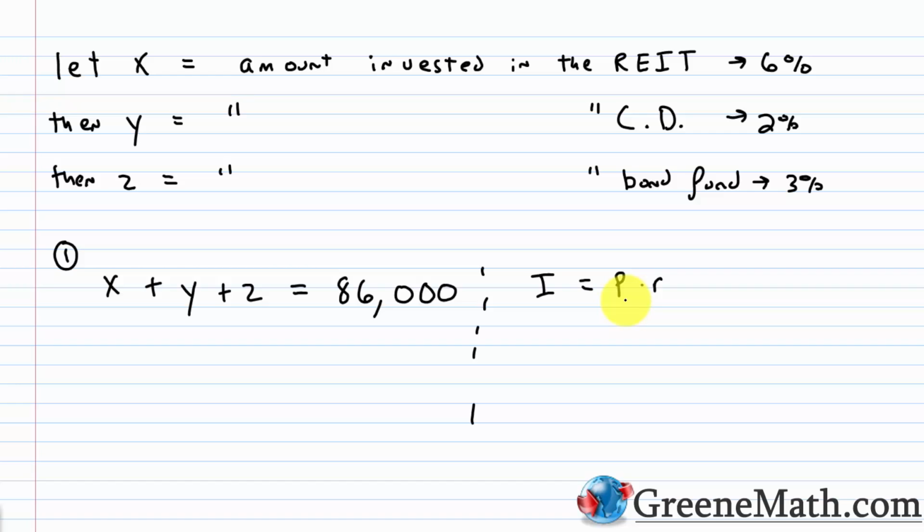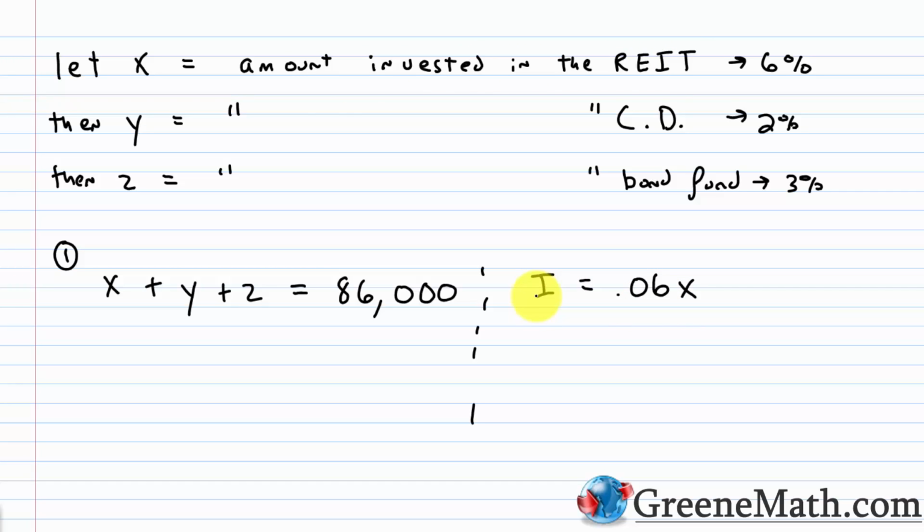Now, the principal or the amount invested in each case is listed with a variable. So if I take the REIT, for example, that would be X. Now the rate I'm given is 6%. You got to write that as a decimal, so that would be 0.06. So let's rearrange this and put 0.06 times X. I'm not given the simple interest earned for just the REIT. So this 0.06x equals I. I don't know what I is for that.